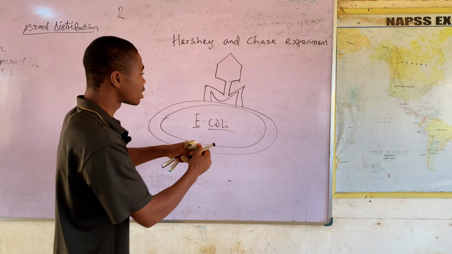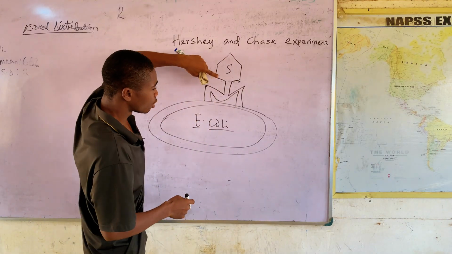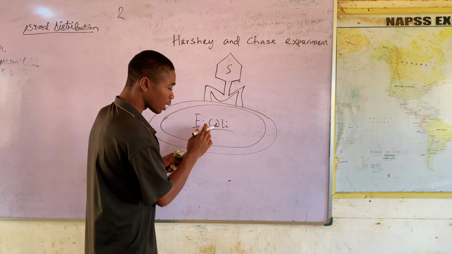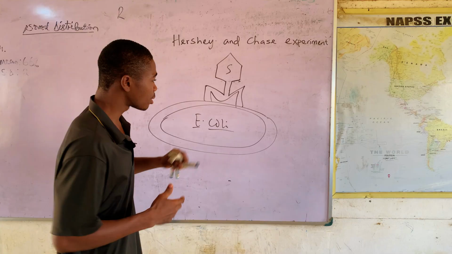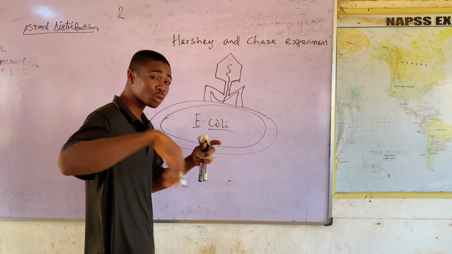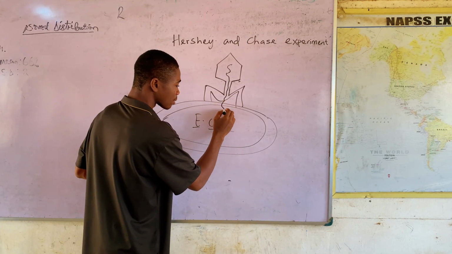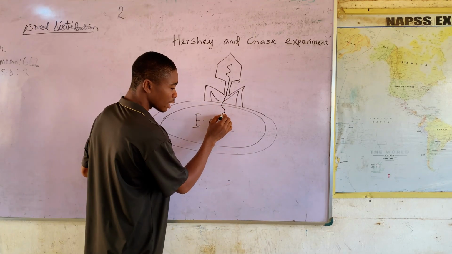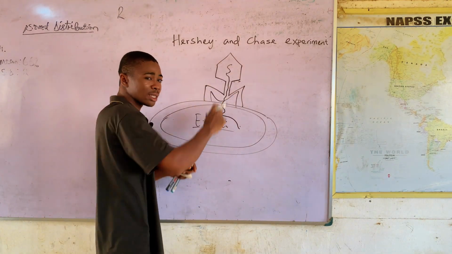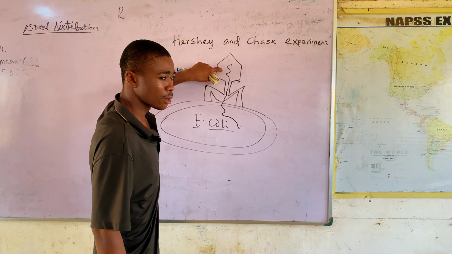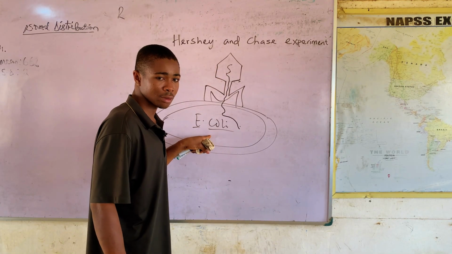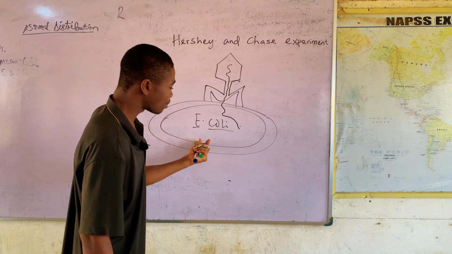They allowed this bacteriophage to infect this bacterium, E. coli. In this infection, this DNA, this genetic material, which was not known by then, was able to transfer into the cell of this E. coli. This material inside the bacteriophage was able to enter the bacterium, so it infected the bacterium.